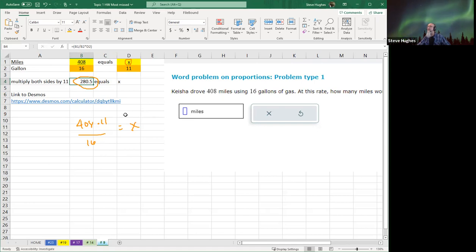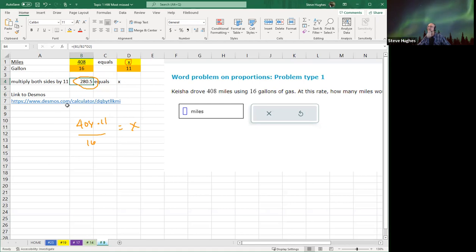You can use this for any of the formulas, right? It doesn't matter if they're the same numbers or not. Just change the cells B1, B2, D2, and Excel will automatically calculate that for you.